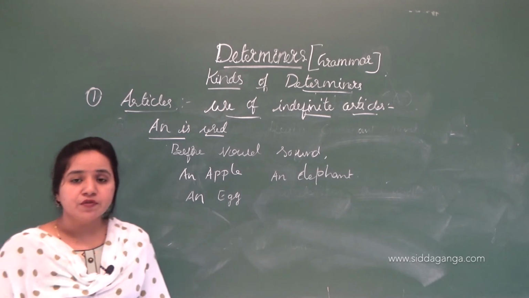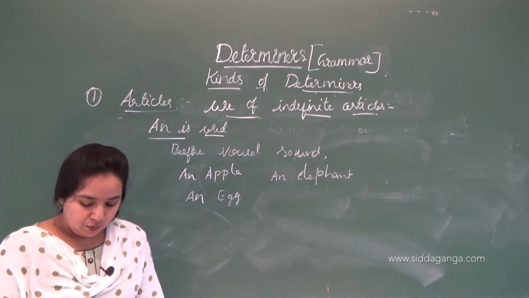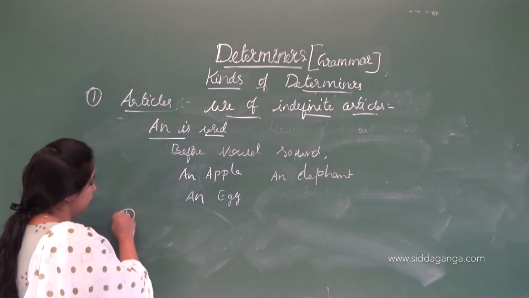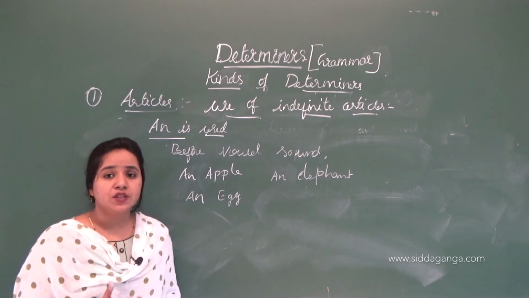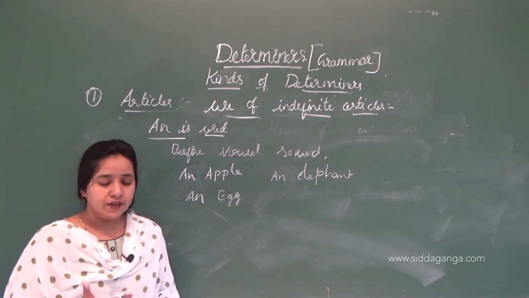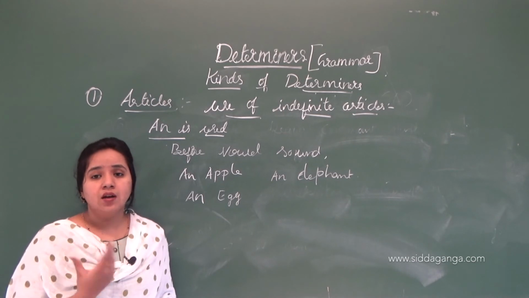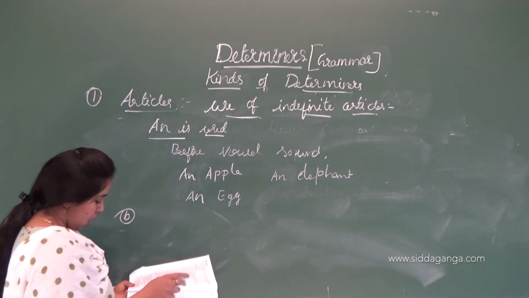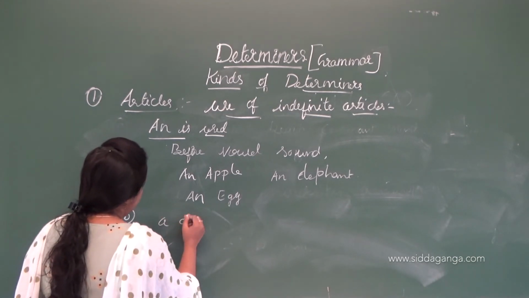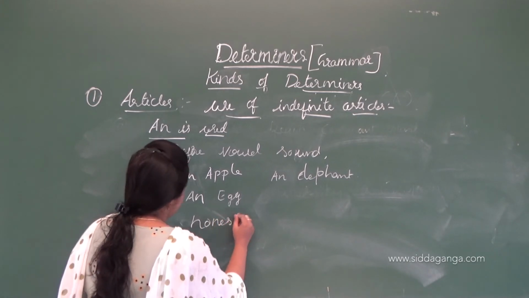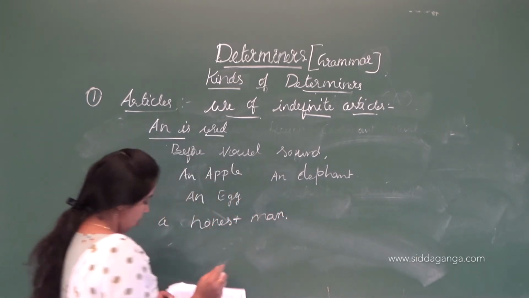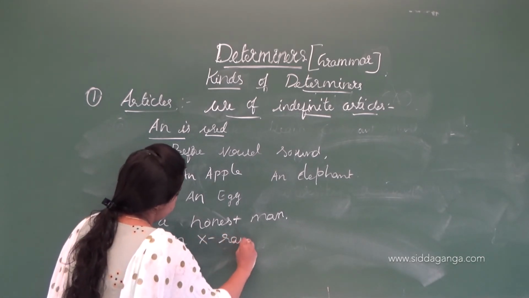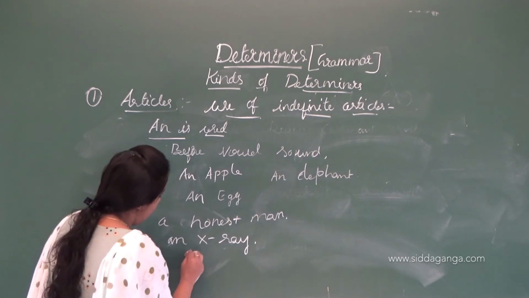It is also used before a consonant beginning with a vowel sound. For example, when we look at some words which start with a consonant letter but still use "an" here: an honest man, an X-ray, and an hour.